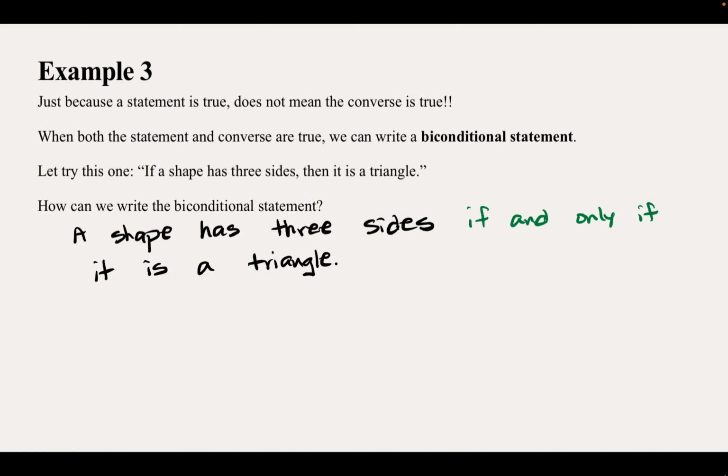If you wanted, you could have written a shape is a triangle if and only if it has three sides. A biconditional statement goes both ways. That's the whole point of it.